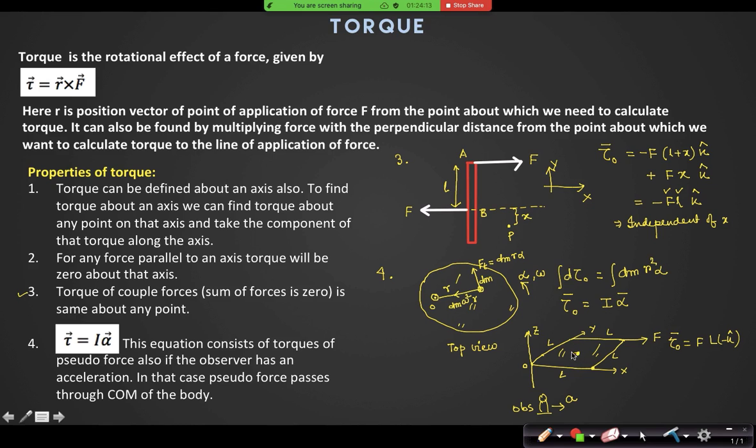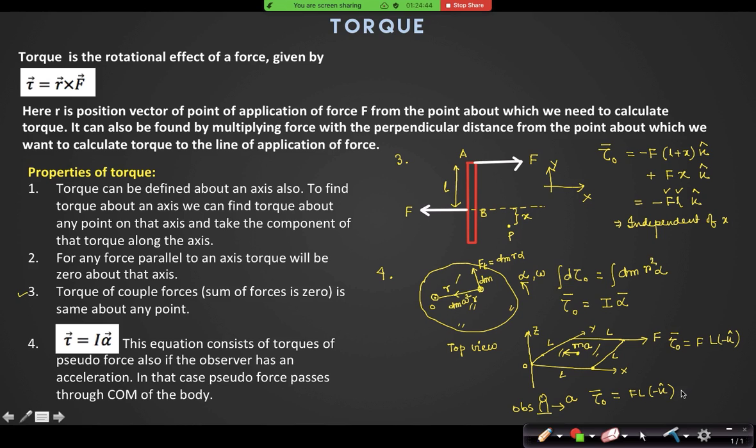So this is the center of mass of the body and I will apply a pseudo force MA. Now with respect to that observer, if I ask you what is the torque about point O, what should you write? So that should be MA root 2 and it will be along positive k cap. Is it MA root 2 L? No, it's not MA root 2 L.